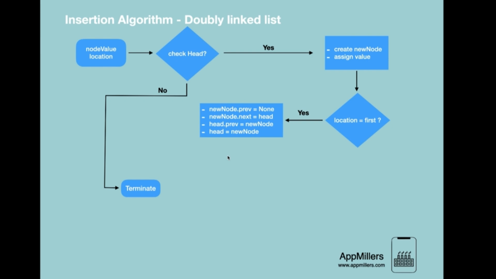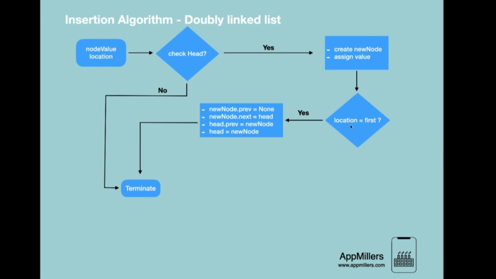Then we need to update our head to point to the new node. So here we are setting head to new node. So with this we are creating a link between head and new node. So with these steps over here, new node is inserted at the beginning of double linked list successfully. Then we terminate our algorithm.